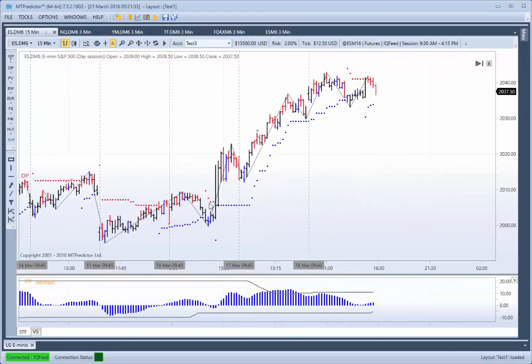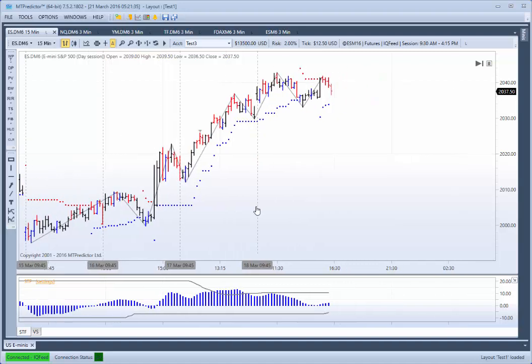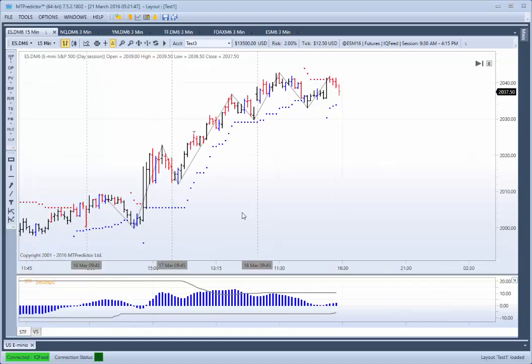So this is what I've got on the ES. If you say trade Forex and you're looking at 15-minute Forex, you'll be looking at perhaps the hourly chart. And if you're trading daily stocks, for example, the weekly chart would then be the higher time frame of that. So let's have a look and see what the market did.